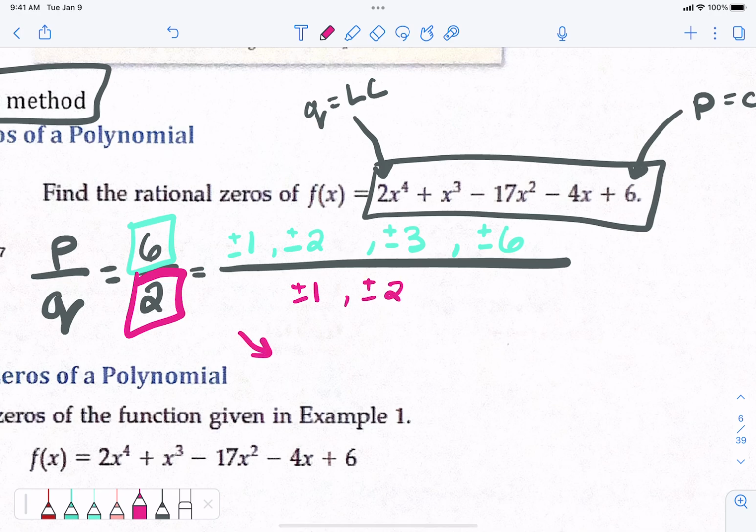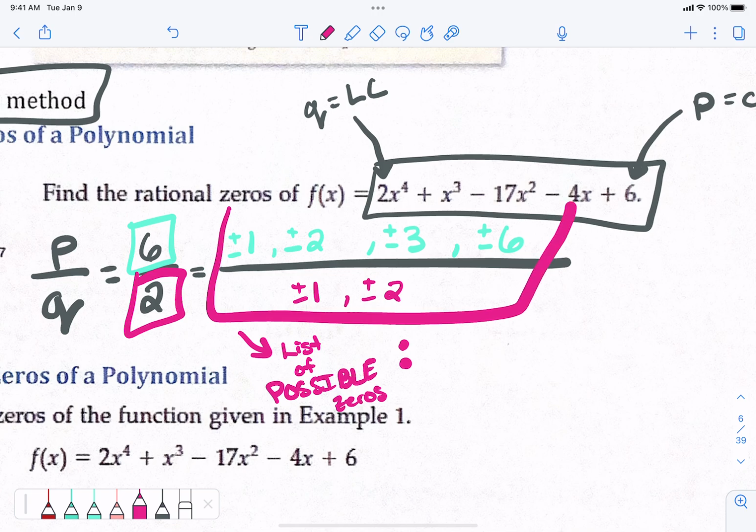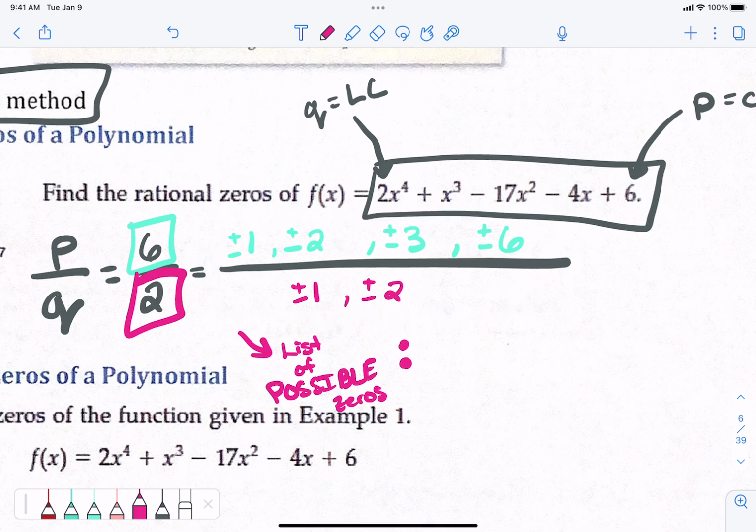This is going to give me a list of possible zeros. Okay, a list of possible zeros. Here's my list of possible zeros. What I do is I now take this information and I put them over top of each other. Okay, so I'm going to go through and I'm going to do 1 over 1. What's 1 divided by 1? 1. Plus minus 1, okay?